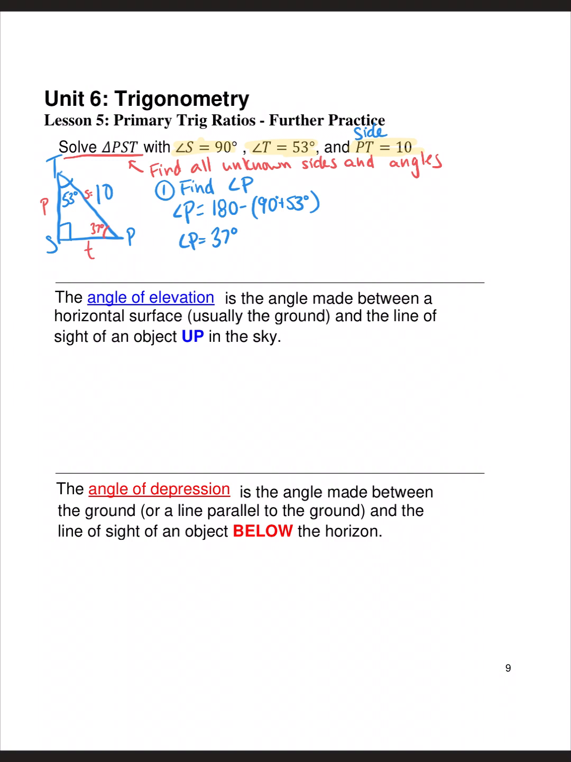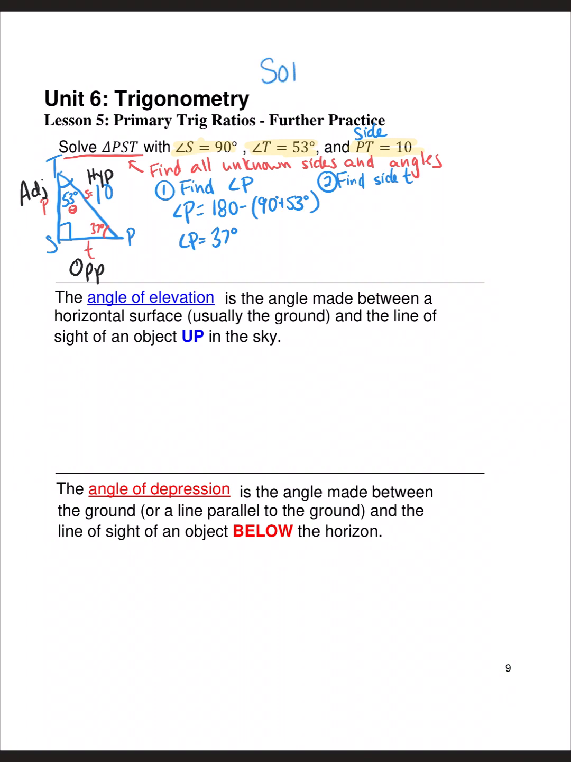Now we have to find some other side lengths. So if we use 53 as our theta, let's say that that's our given angle, then we can label our side lengths as they relate to that theta. So this would be my opposite side, this would be my adjacent side, and this would be our hypotenuse. We'll work to find side T first. That's one of the sides we don't have. So we'll say find side T.